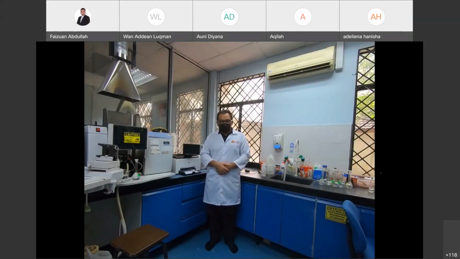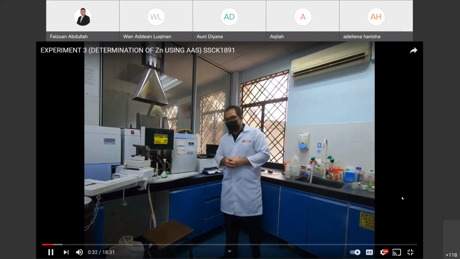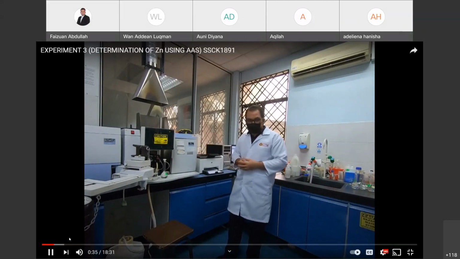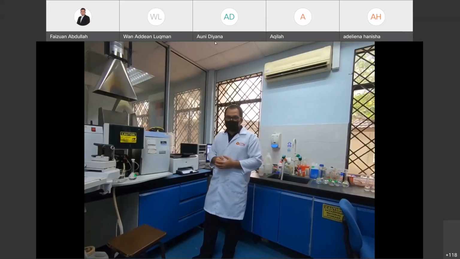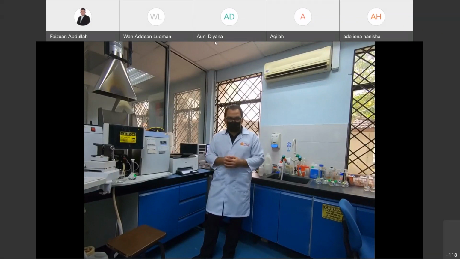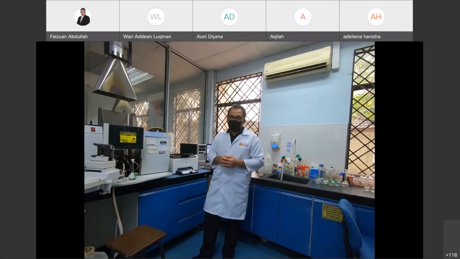Now, I'm going to explain to you about our experiment number 3, which is determination of zinc by linear calibration and standard addition methods using atomic absorption spectroscopy. Atomic absorption spectroscopy is a technique for determining the concentration of a metal element or mineral in a sample. The technique can be used to analyze the concentration of over 70 different metals in a solution. It uses absorption or emission spectrometry to assess the concentration of analytes in samples.